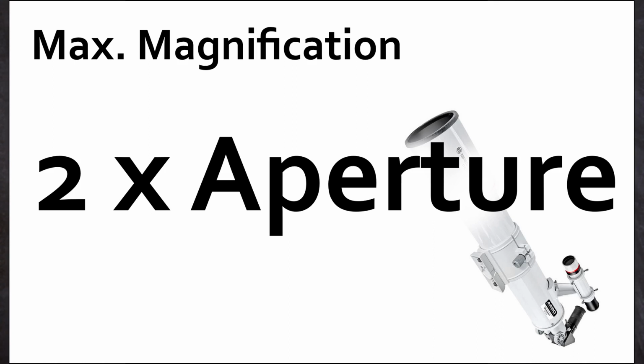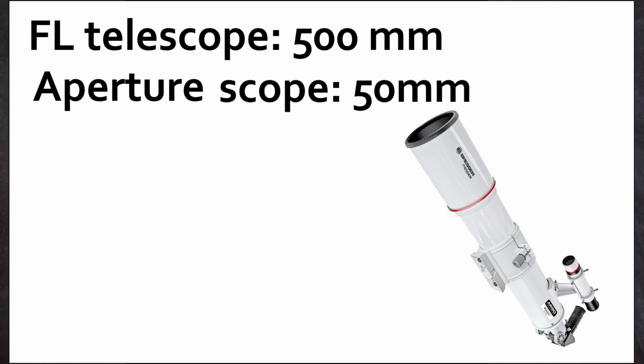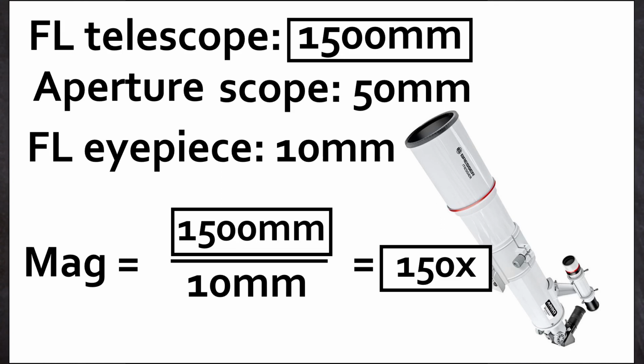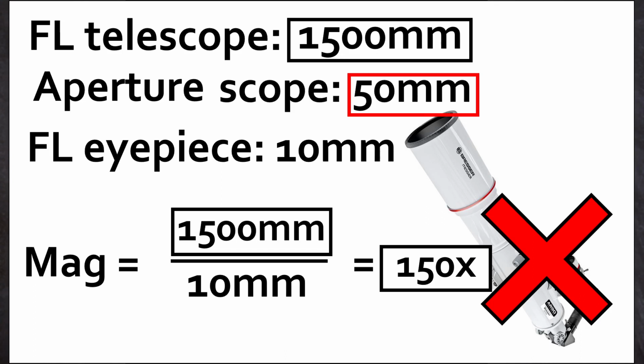Okay, using a 500mm scope with 50mm aperture, together with a 10mm eyepiece gives you 50 times magnification, which is fine for a 50mm aperture. But using a 3x Barlow will give you 150 times magnification. And with still 50mm aperture, that's way too much. The image will be blurry and there will be no more details showing up. Stay below that. Okay, so that were the Barlow lenses.